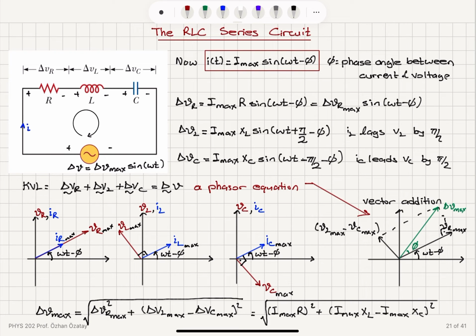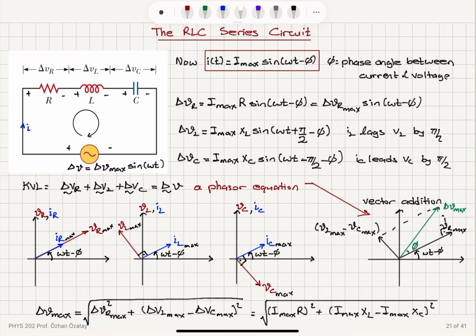Okay, so in summary, we have analyzed an RLC series circuit. We have an AC source, delta V max sine omega t. The current in the circuit is time dependent, and it has a phase relationship with the voltage, sine omega t minus phi, where I call phi the phase angle. Now, when I look at each element in the circuit, for the resistor, the current flowing through the resistor and voltage across the resistor have the same phase, so there is no change.